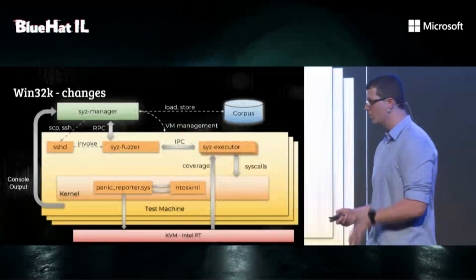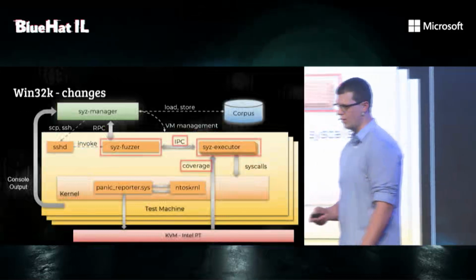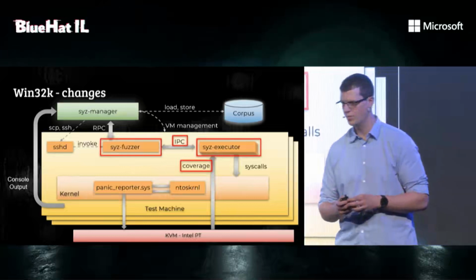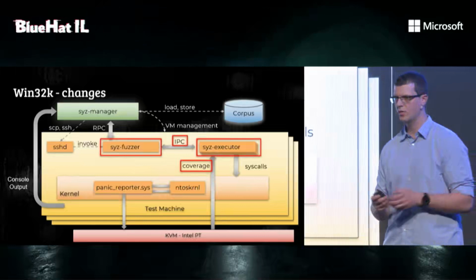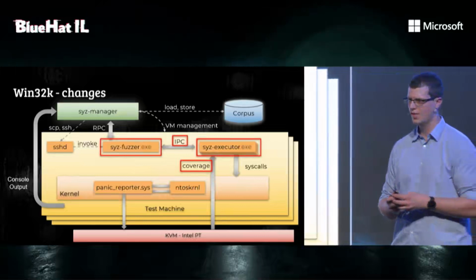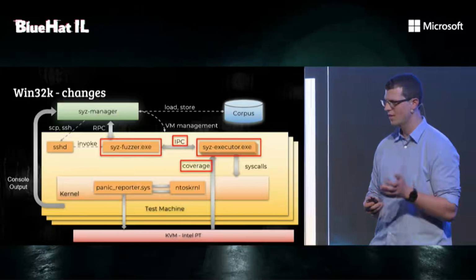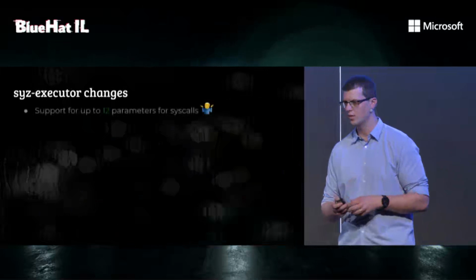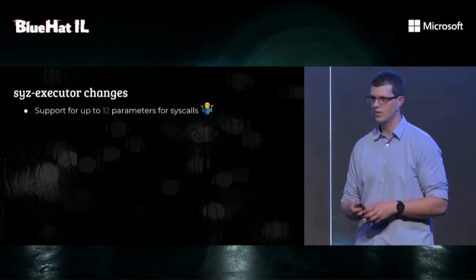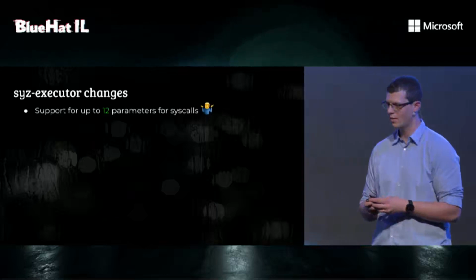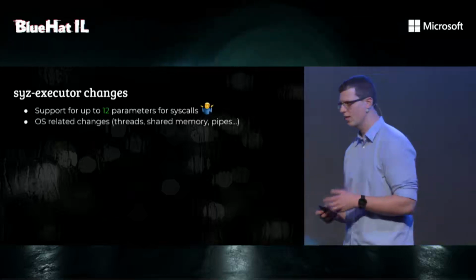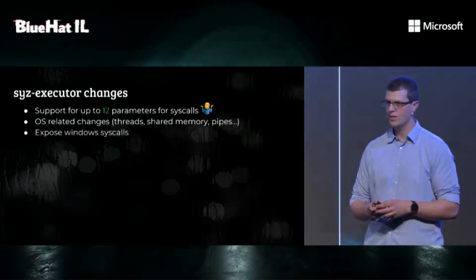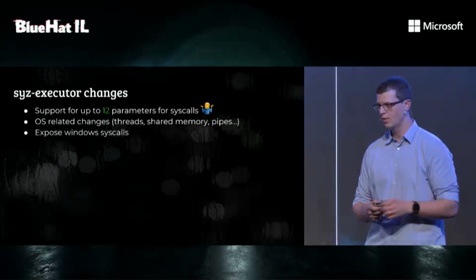Looking back at the architecture, we need to make additional changes. We need to change the fuzzer, the executor, and a minor tweak to coverage. Our first attempt was just to rename everything to .exe and hope for the best. But since that didn't do the trick, we just had to do real work. So for the executor changes, we needed to support up to 12 parameters per syscall because, you know, Windows. The second thing we had to do was to port some OS-related things like thread management, shared memory, and pipes, not really interesting. And we had to expose Windows syscalls to Syzkaller.